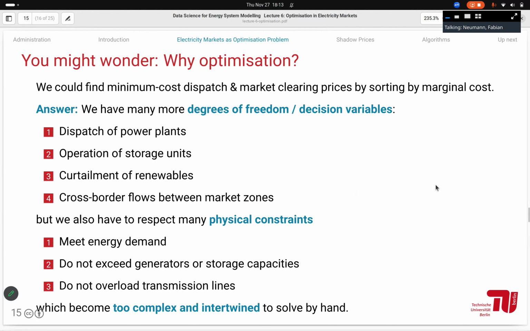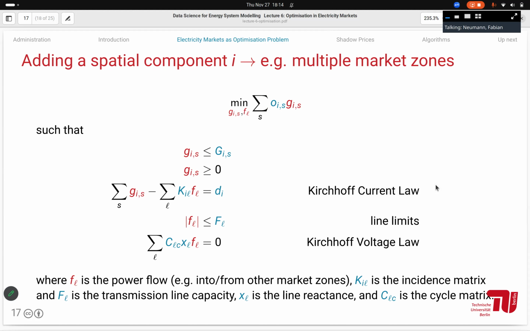So how do we make this model more complicated, factoring in these different aspects mentioned on the previous slide? Let's go back to the one problem formulation that we had. We have basically only a generator-focused optimization problem, minimizing the operational cost, keeping the generators within their limit and meeting the demand. And now we can add indices. We can add a spatial component i. That could be a market zone or a node in a transmission system.